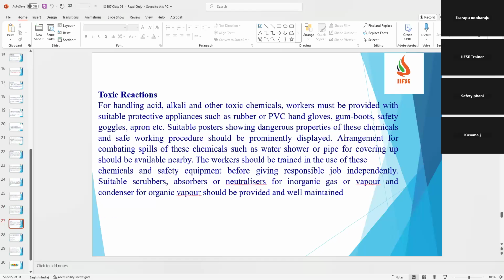Then suitable scrubbers, absorbers, or neutralizers for inorganic gas or vapor, and condensers for organic vapor, should be provided and also well maintained. Since it is in toxic reactions, we have to have scrubbers or absorbers to contain it immediately.